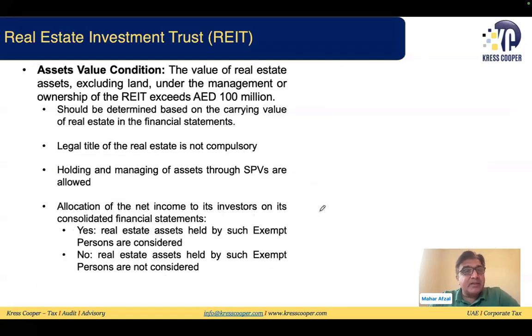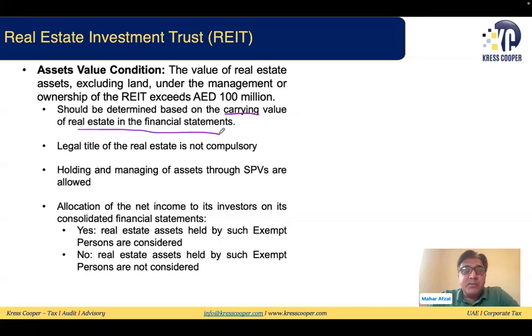If I'm discussing the conditions one by one, this is the asset value condition. Asset value should exceed 100 million. It should not consider the value of the land. It has been given in the guide that this 100 million can be calculated based upon the carrying value of the real estate as given in the financial statements. Legal title of the real estate is not compulsory. The law uses the words REIT is managing the real estate. Ownership is not compulsory.